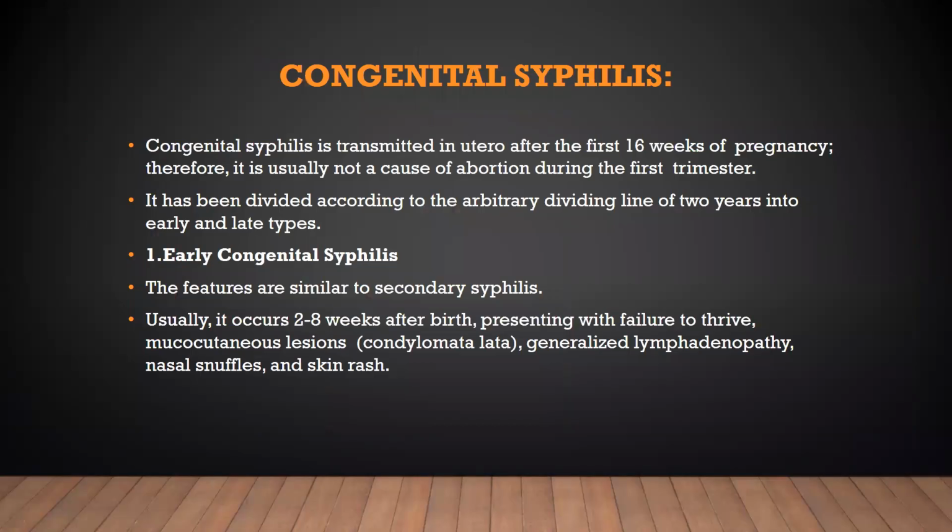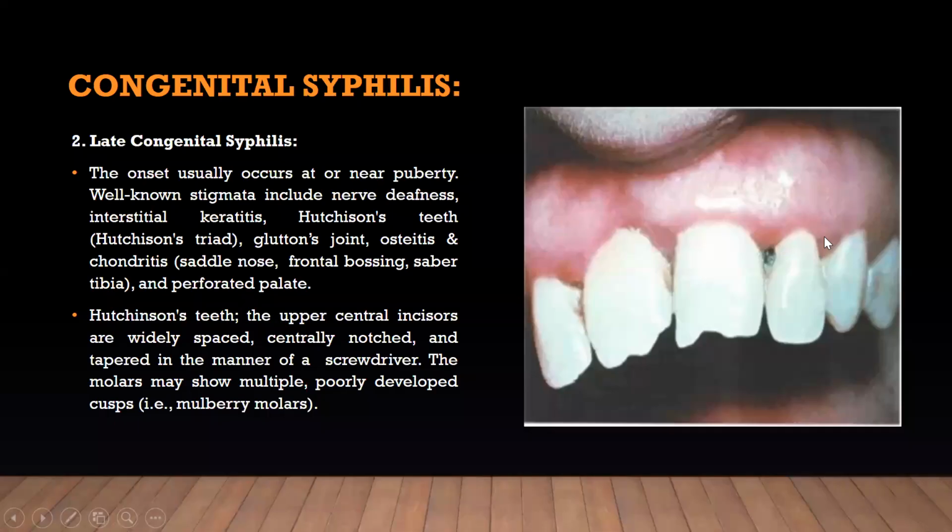Congenital syphilis. Congenital syphilis is transmitted in utero after the first 16 weeks of pregnancy. Therefore, it is usually not a cause of abortion during the first trimester. It has been divided according to the arbitrary dividing line of 2 years into early and late types. Early congenital syphilis: the features are similar to secondary syphilis. Usually it occurs 2 to 8 weeks after birth, presenting with failure to thrive, mucocutaneous lesions, condylomata lata, generalized lymphadenopathy, nasal snuffles, and skin rash.